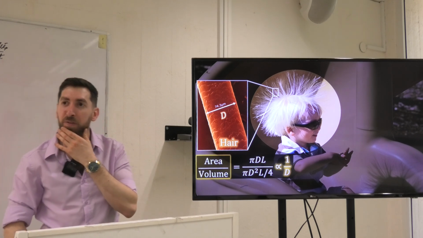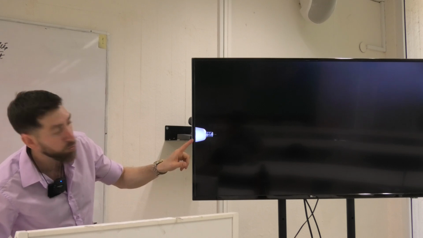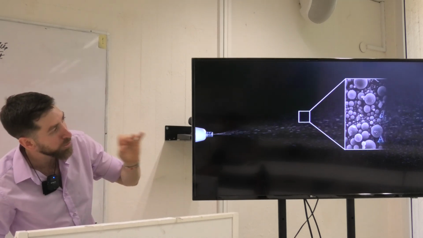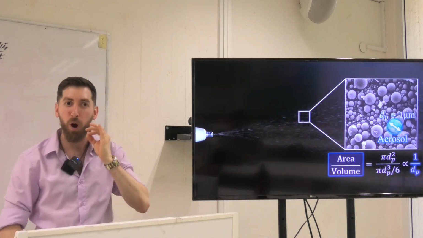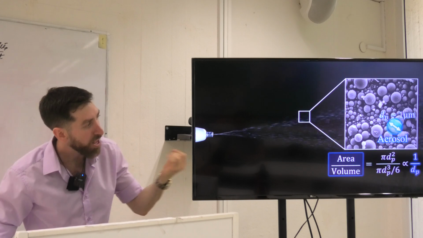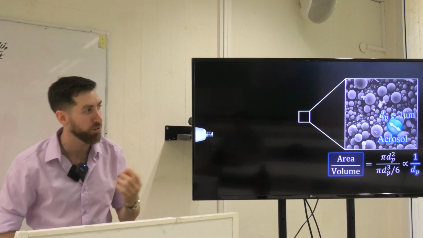And something very similar happens to an aerosol. Look at this video. Here particles are released from this jet. And these small aerosols are very small in diameter. For that reason, electrostatics is very dominant in the aerosol's world.